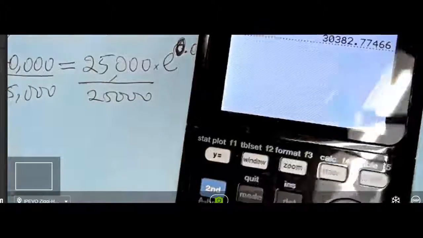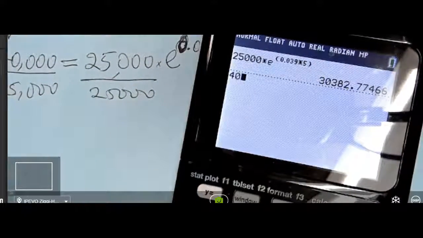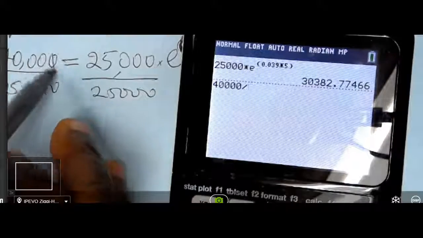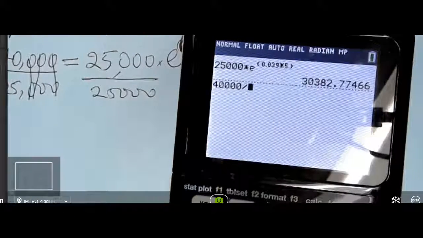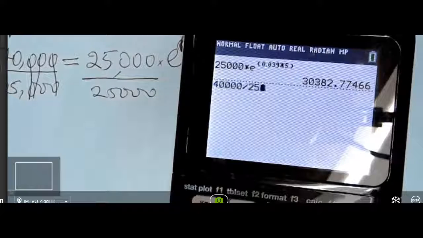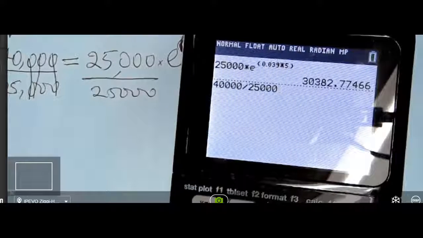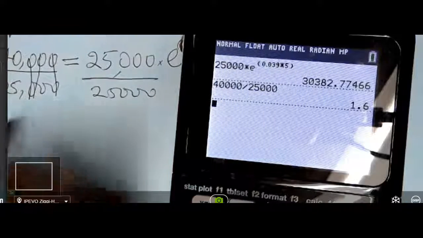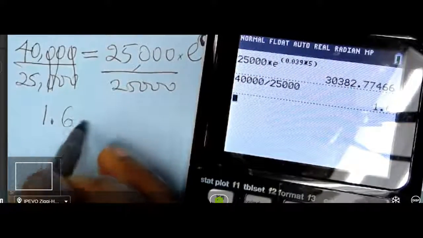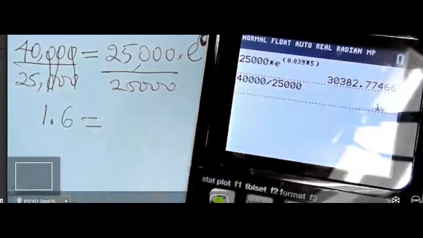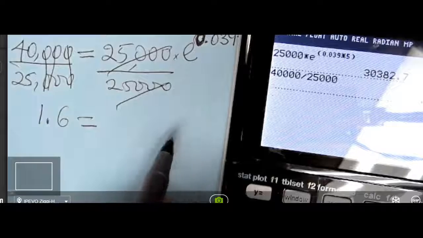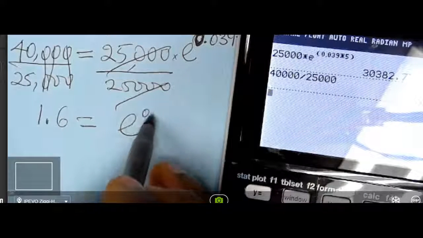Plug that into our calculator. 40,000 divided by 25,000. That gives us 1.6. So 1.6 is equal to, this crosses out that, so we are left with e to the power 0.039t.